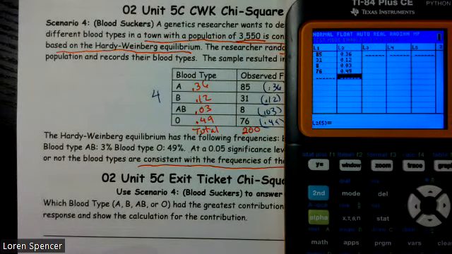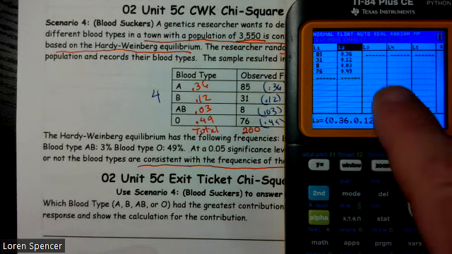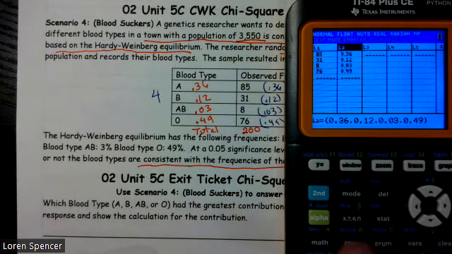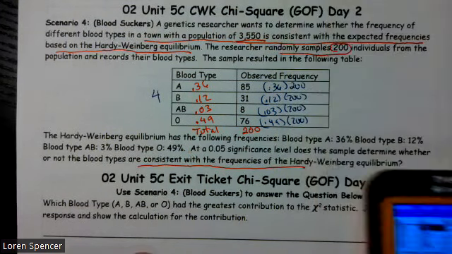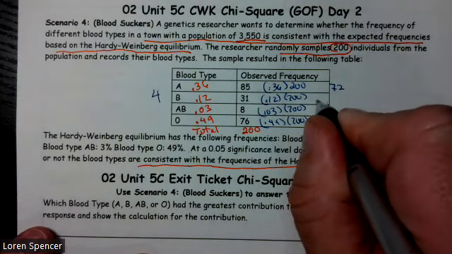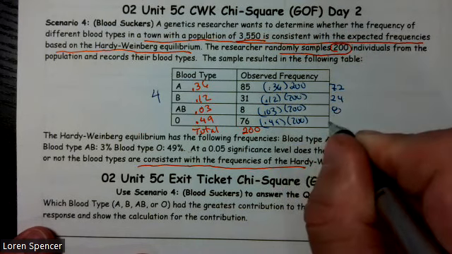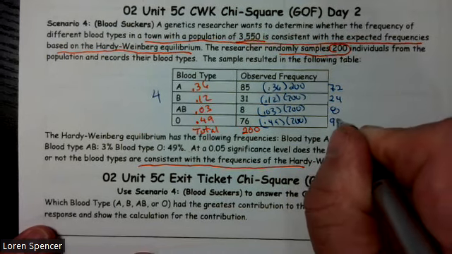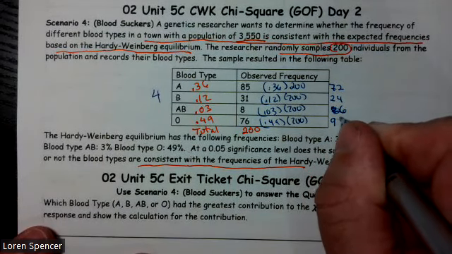By the way, I want to show you the shortcut. I input that data, but we don't want the percentages. We want them multiplied by 200. So column 2 times 200, and there we end up getting our expected values. Our expected values are 72, 24, 6, and 98.